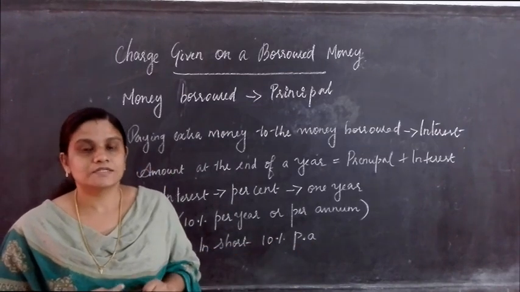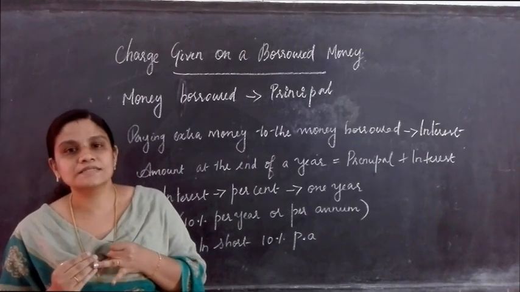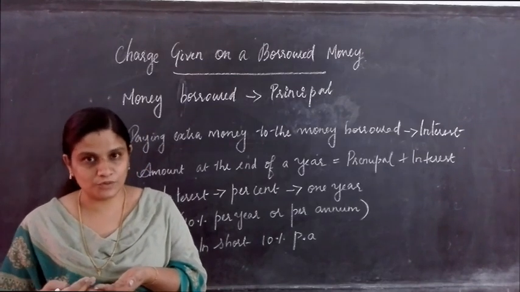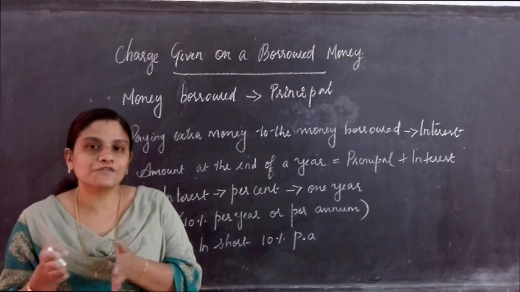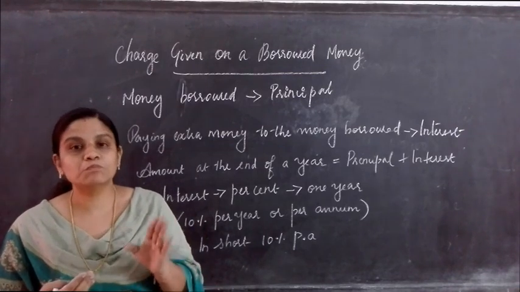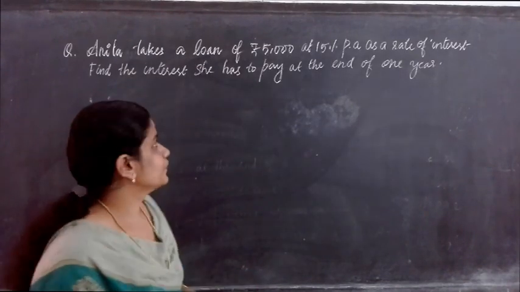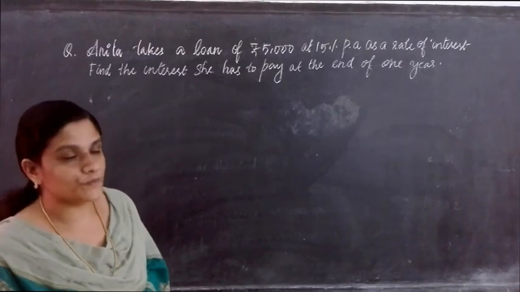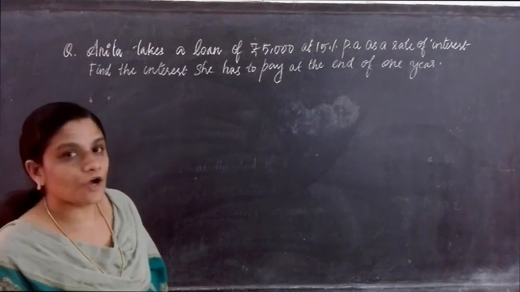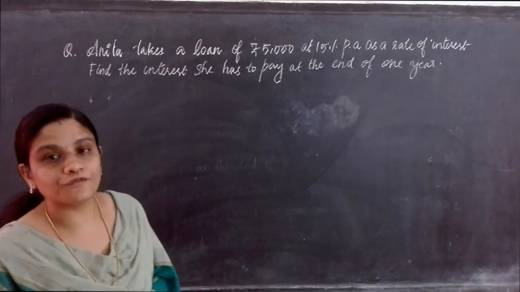Is that clear? So, principal is the money that we are borrowing, interest is some extra money we have to pay for what we have borrowed, and at the end of the year, the amount we have to pay is principal plus interest. Is that clear? Now let us see a question. Anita takes a loan of rupees 5,000 at 15% per annum as the rate of interest. Find the interest she has to pay at the end of 1 year.